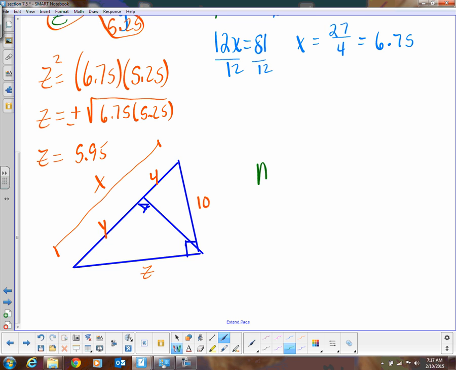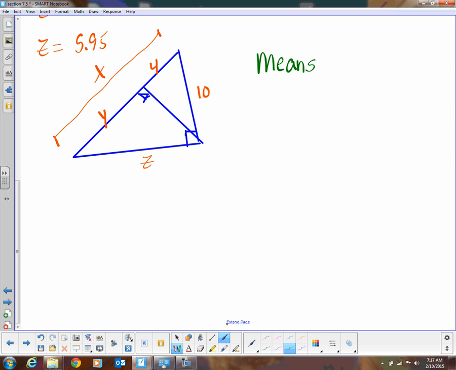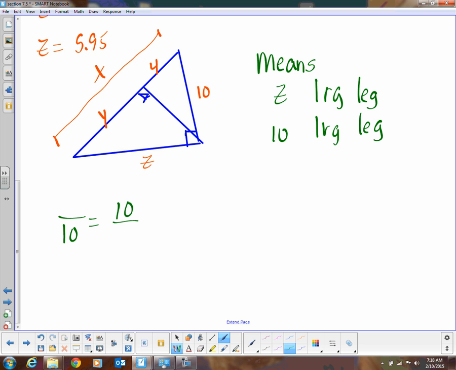So the first question is, who are the means? Name one mean, Brittany. Is the hypotenuse of the large triangle a mean? Z. Z is a mean because it's a large leg. Devin, what's the other one? 10. It is because it is the... Okay, what did I not give you? What are we not going to use? The altitude. So we're going to set up these proportions so that the means are in the mean position.